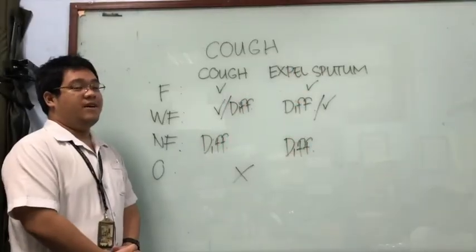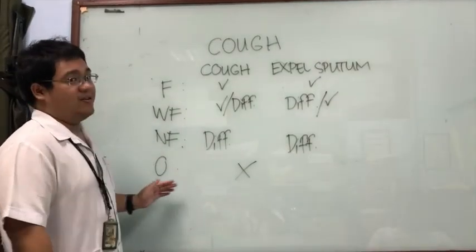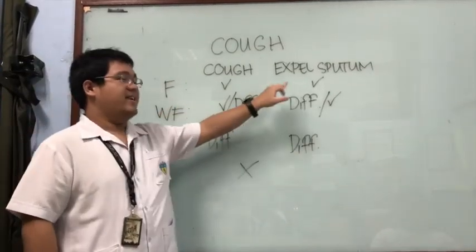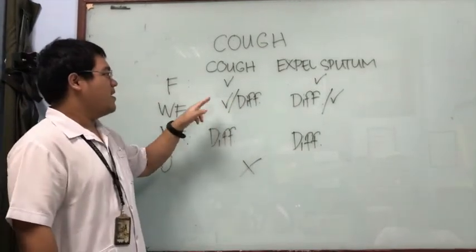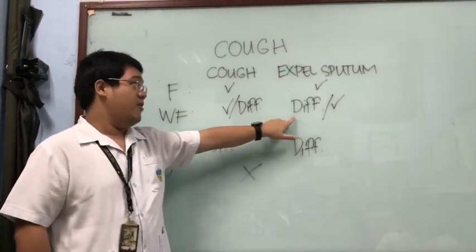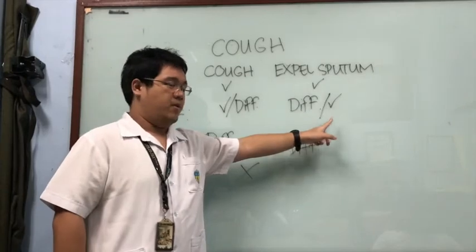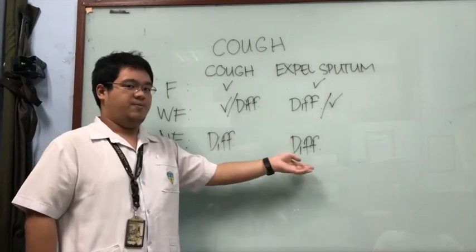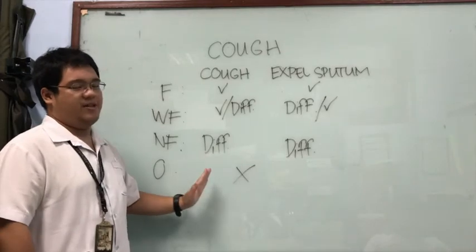So now we are going to do the cough assessment for our patient. For the cough assessment, we are going to use this table for our result. For our functional result, the patient can cough and can expel the sputum. For weak functional, the patient can cough and has difficulty in expelling sputum, or the patient has difficulty in coughing and can expel the sputum. For the non-functional, the patient has difficulty in coughing and expelling sputum. For 0, the patient cannot cough or expel sputum.